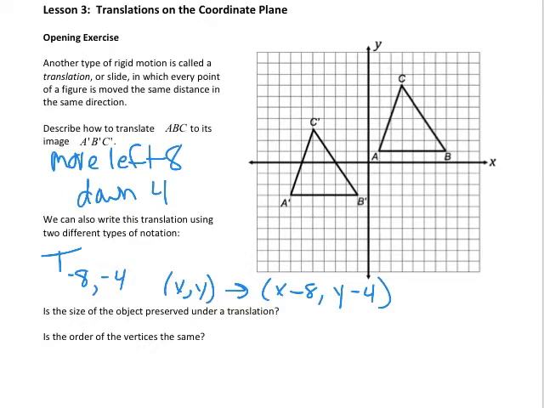So is the size of the object preserved under translation? Did this thing change size? If you look, the answer is the size did not change, so the size is preserved. That's a yes. And then the order of the vertices, if I look at A, B, C, the way they go around, and A prime, B prime, C prime is the same thing. So the order is also preserved. So that's another yes.